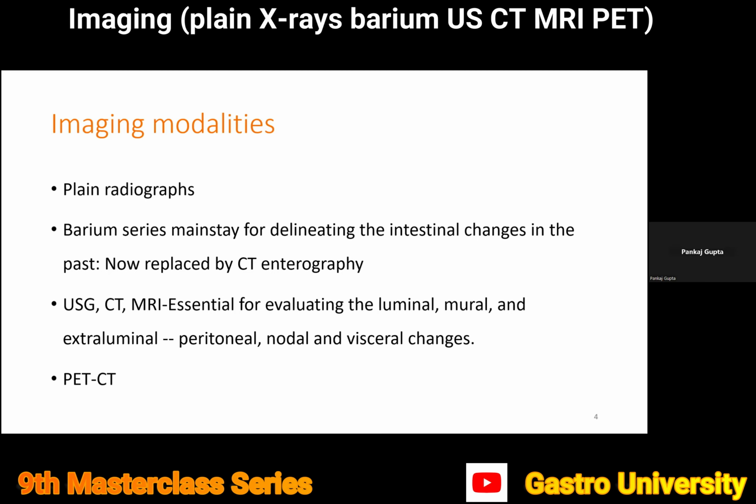Ultrasound, CT, and MRI play a very important role in evaluating the entire extent of disease, particularly in the GI tract. They provide detailed information of the lumen, the wall, as well as extraluminal components and other parts of the abdominal cavity. There is some evolving data regarding the role of PET CT in patients with abdominal tuberculosis.